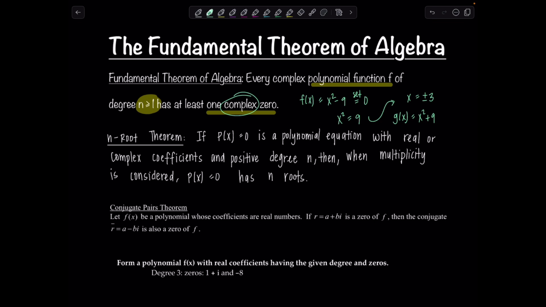However, being guaranteed at least one is not very specific. And Gauss later went on to prove the n-root theorem, which I think is the more exciting theorem personally, not to hate on the Fundamental Theorem of Algebra, but look at what this says. If p of x equals 0 is a polynomial equation with real or complex coefficients and positive degree n, then when multiplicity is considered, p of x equals 0 has n roots.